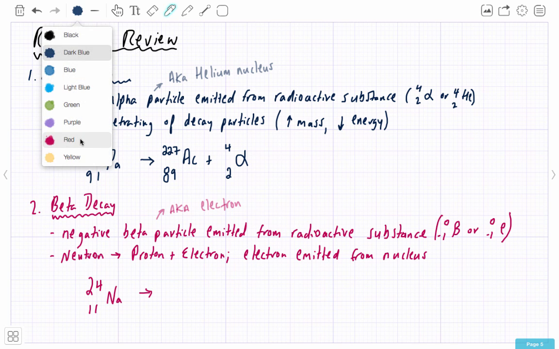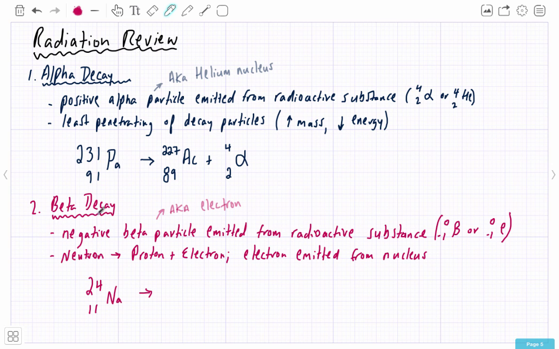The second kind of radiation that we talked about last class was beta decay. This is where we have a negative beta particle, or simply just an electron, emitted from a radioactive substance. And here you can see our symbol is the beta symbol with a -1 for the atomic number, which will be really important, or using our electron here. And the way that this occurs is a neutron decays in the nucleus into a proton and an electron. And the electron is then emitted from the nucleus.